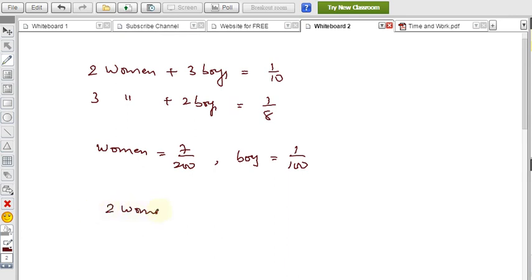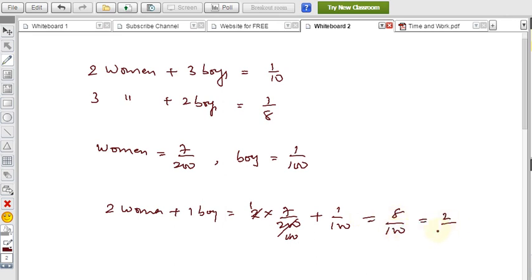We are asking two women plus one boy. That is 2 into 7 by 200 plus 1 by 100. So 8 by 100 is equal to 2 by 25. So they can complete the work in 25 by 2 days, reversed. That is 12 and a half days.